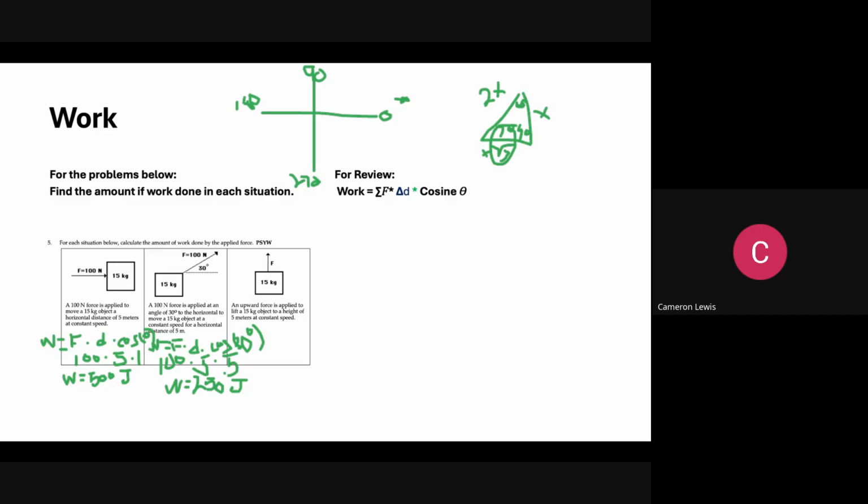So now, let me just erase this. When I come here, I'll actually use my calculator. I'll try to do it in my head.